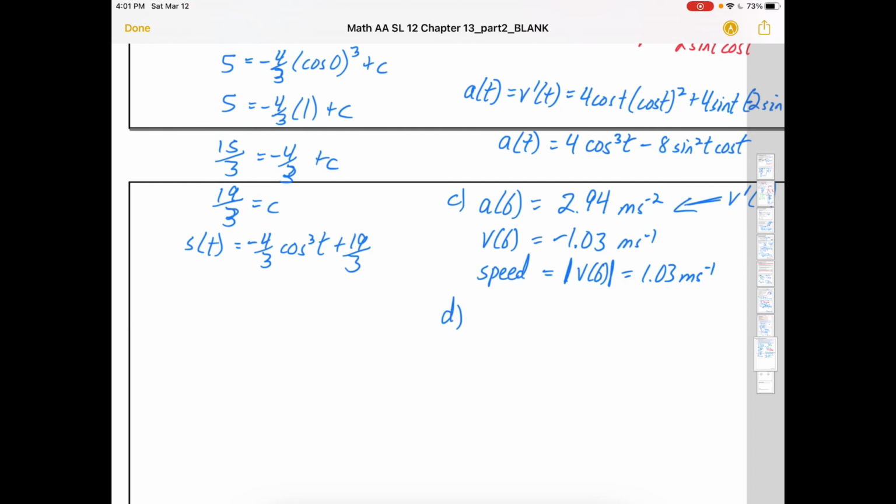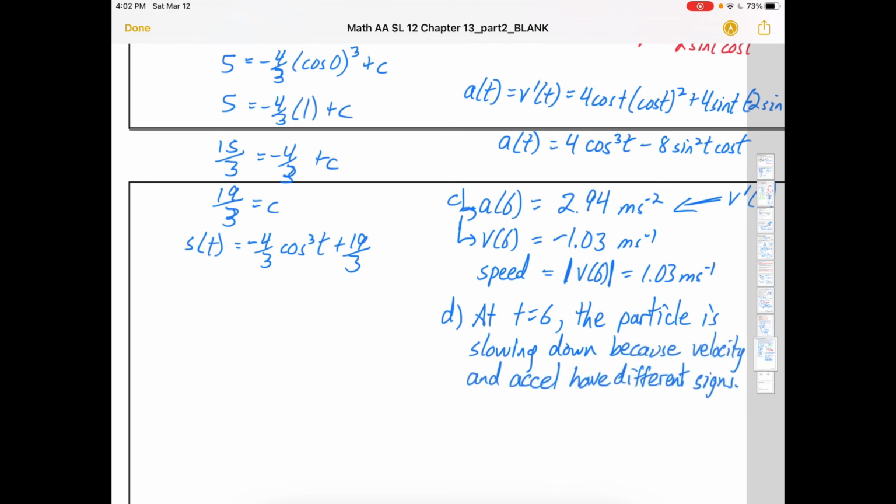D asks us at t equals 6 whether it's speeding up or slowing down. And what we need to do is compare these two values. At t equals 6, the particle is slowing down because velocity and acceleration have different signs. So velocity is negative, but positive acceleration means that it's increasing, so the actual bigness of the speed is getting smaller.